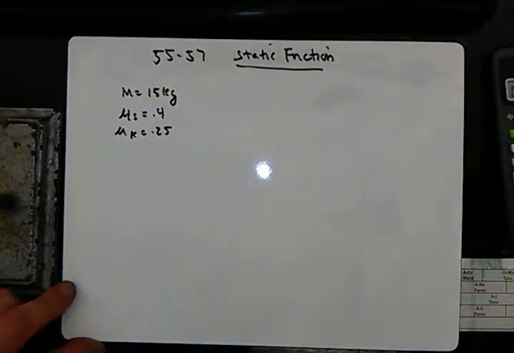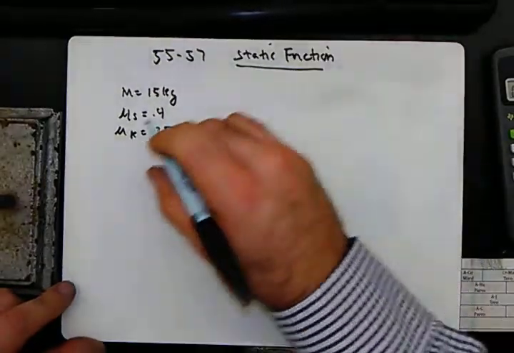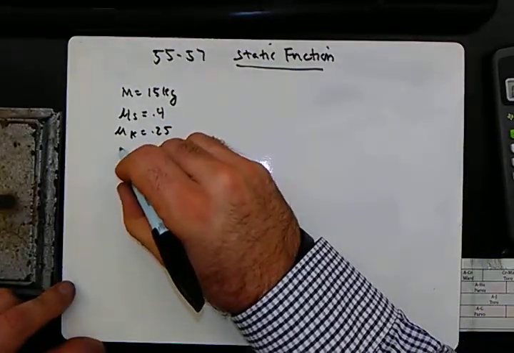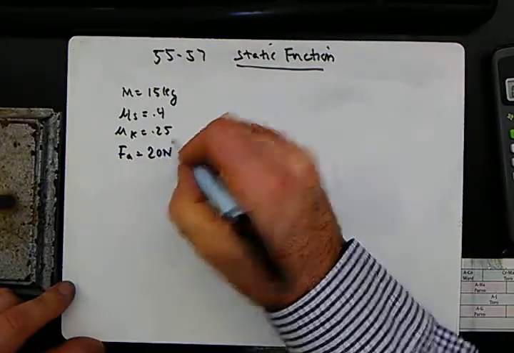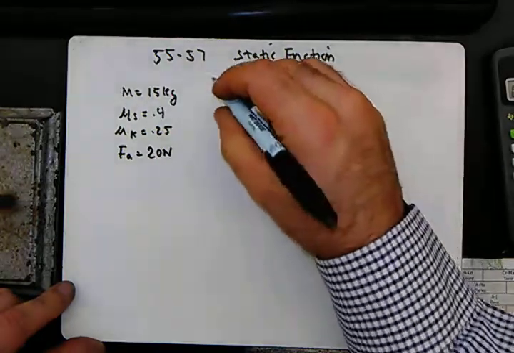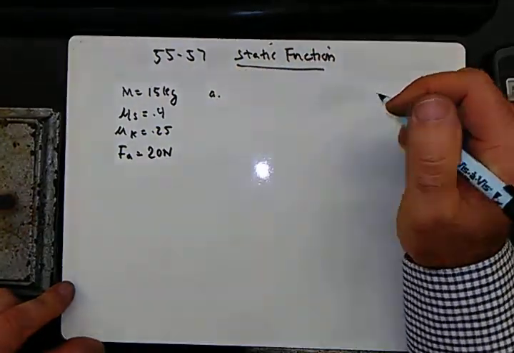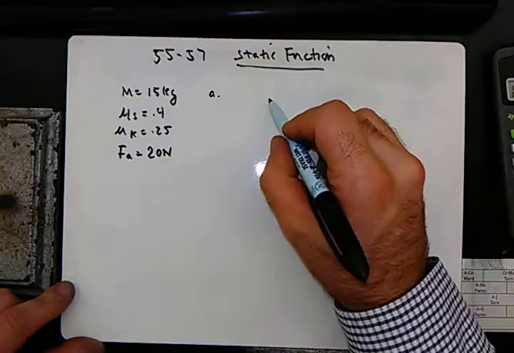Okay. In number 55, it says that there's a horizontal force, we'll call that force applied, of 20 newtons, applied to the object. Part A says draw a free body diagram with the forces to scale. All right, so let's do that.